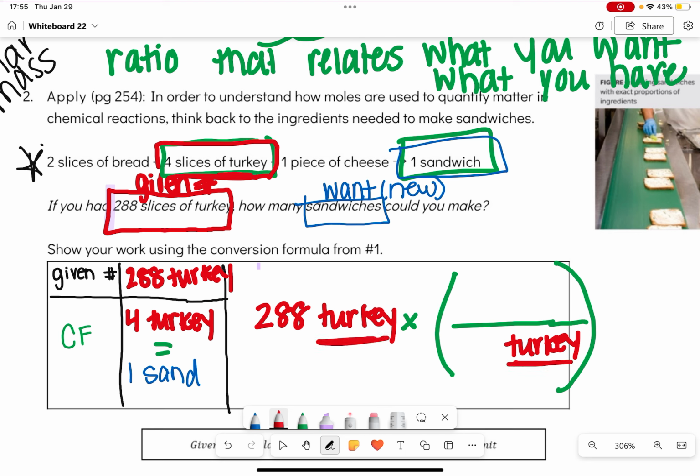And then for the conversion factor, the number is 4 turkey. So that's going to be what I put in the center. What I want to find is sandwiches. So that unit is going to go on top, and I'm going to put it in blue. And the number from the conversion factor is 1. So I'm going to put that with it.